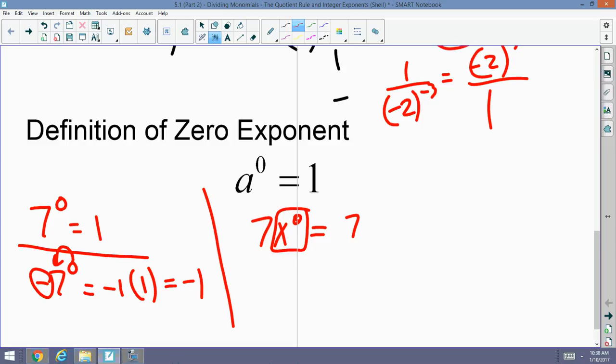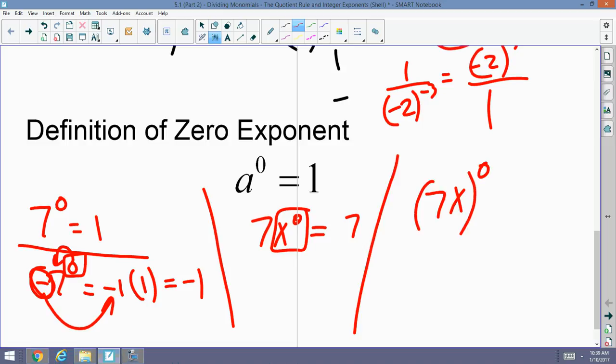This guy here? The negative 1 is not getting affected by that 0 exponent. Only the 7 is. Correct. So it's negative 1 times 7 to the 0, which is 1, which is negative 1. Great question. What if I gave you this, though, in parentheses, 7x to the 0? It would be 1, because everything inside of the parentheses is being affected by that 0. So that would just be 1. Does that make sense, guys?